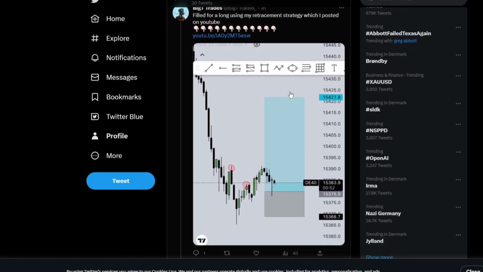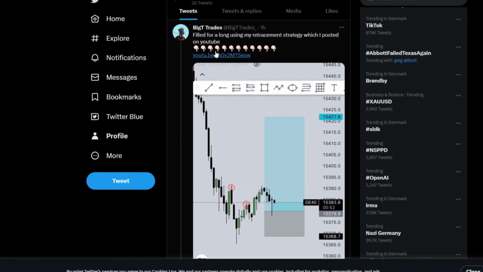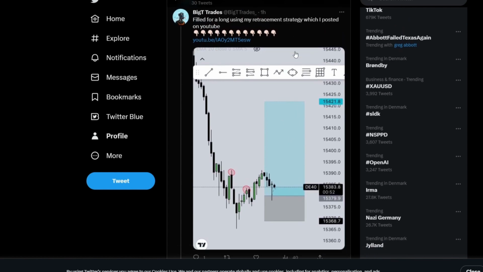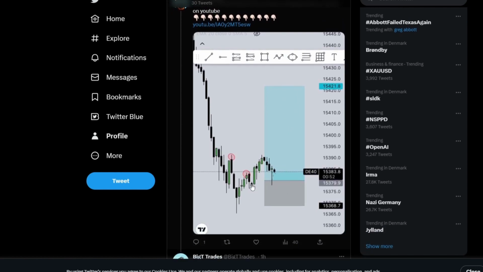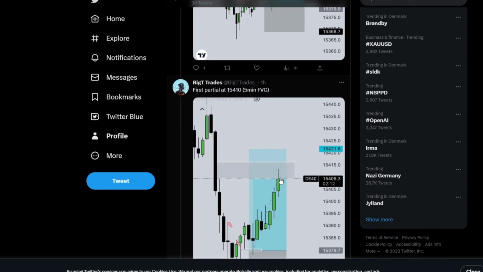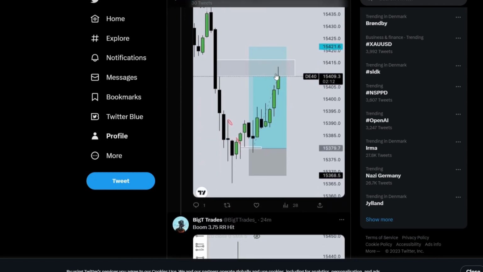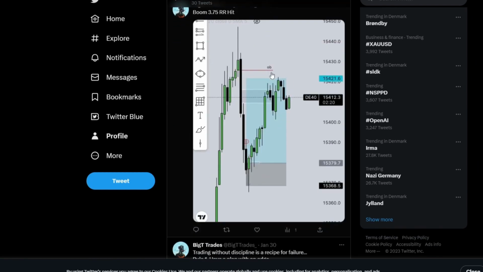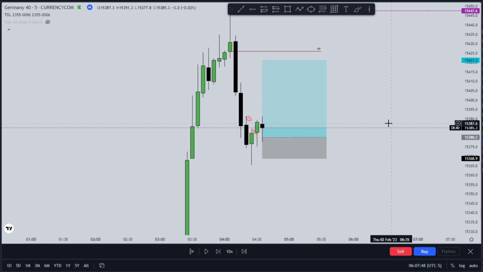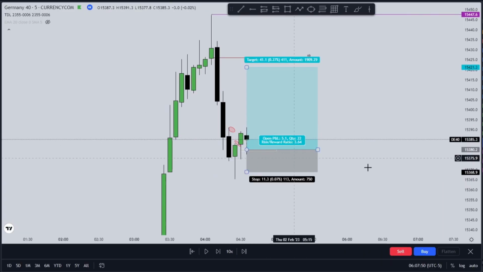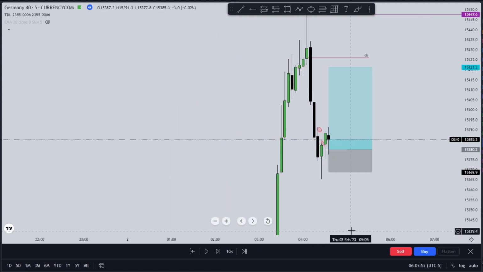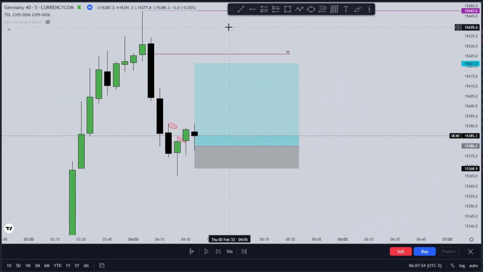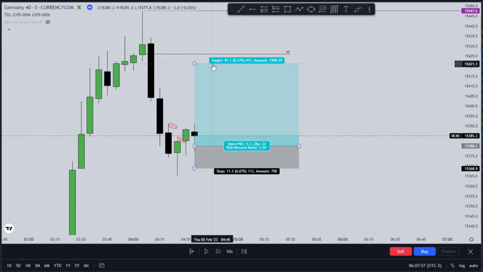As you can see here, I posted it on my Twitter today. Fill for long using my retracement strategy, and that was my entry, live entry right here. And then I updated in the comments what I did. I took my first partial here, and then it went home here. So basically, when we see this market structure shift, then we know the market usually tends to go in the direction of the market structure shift.